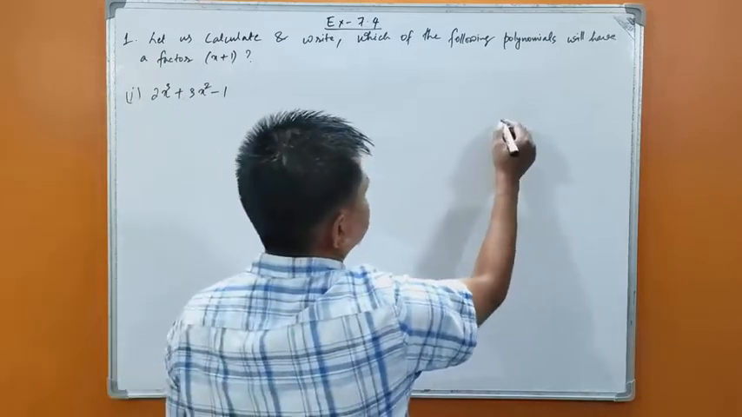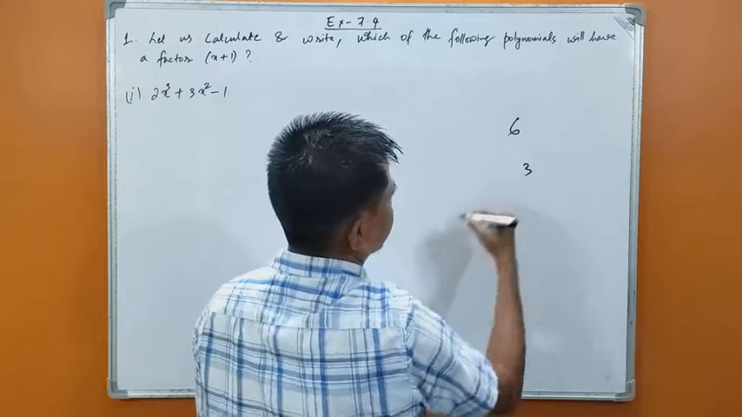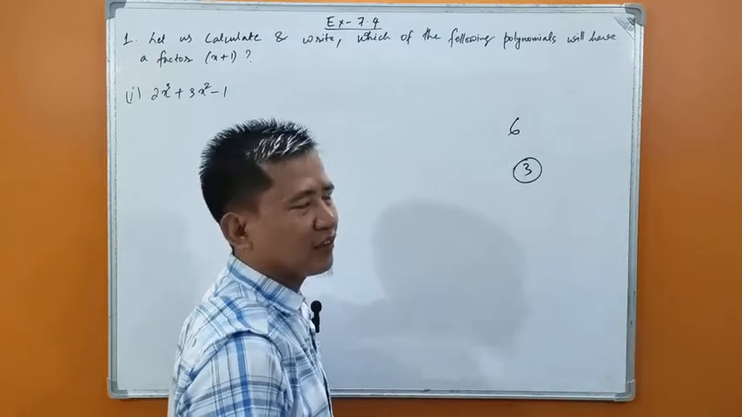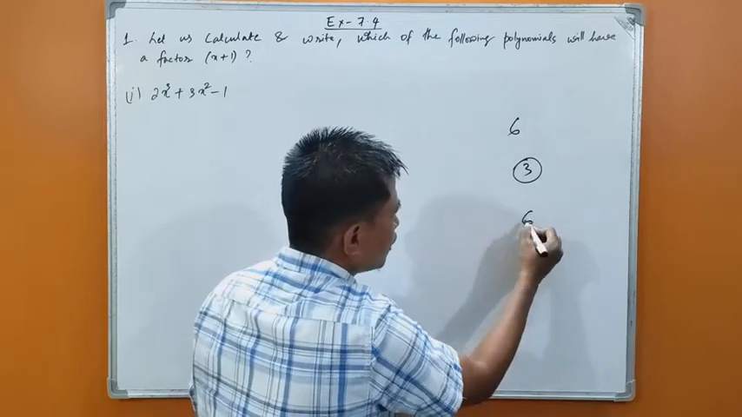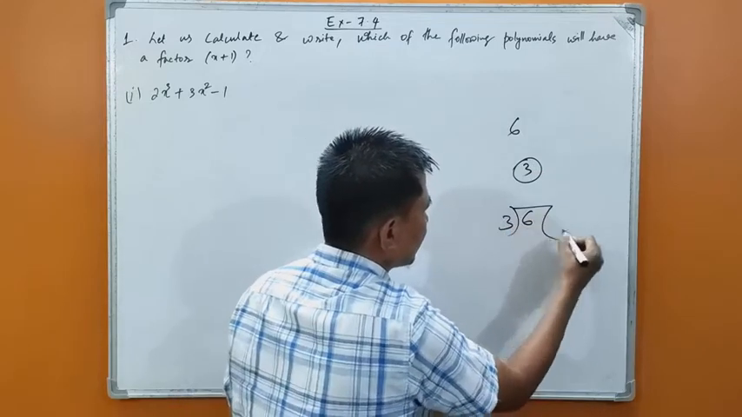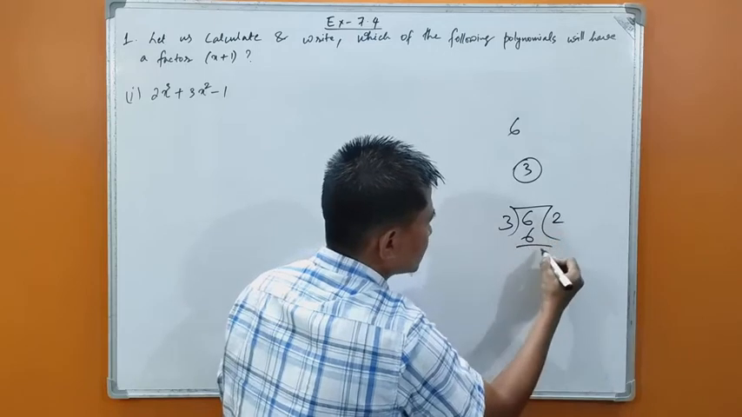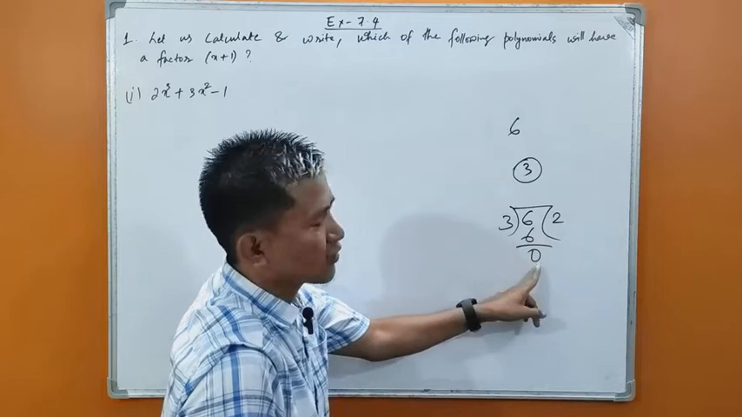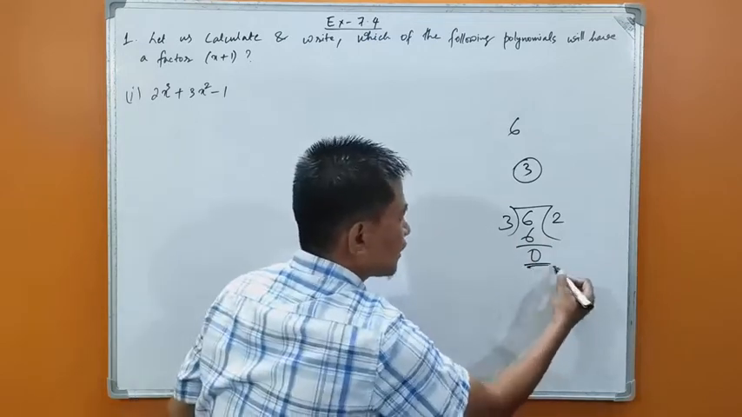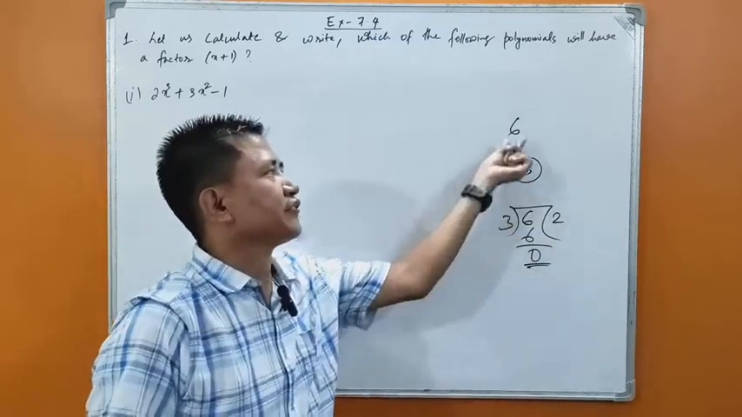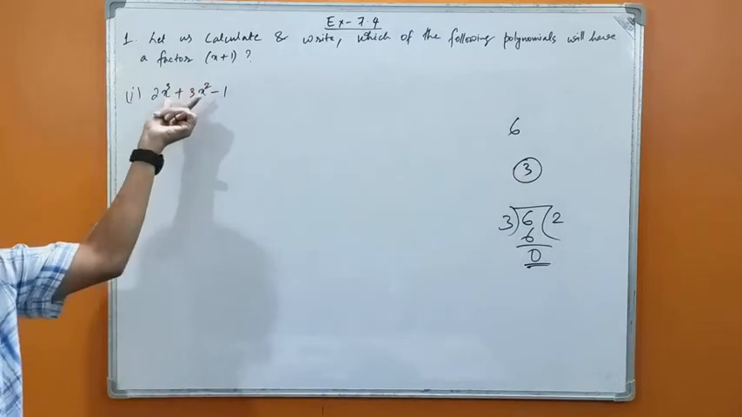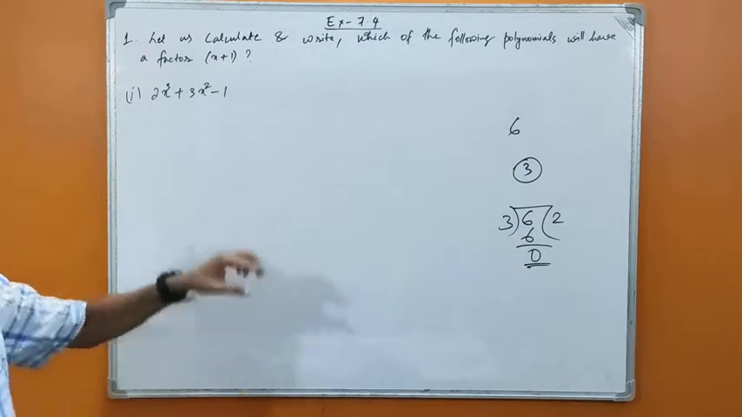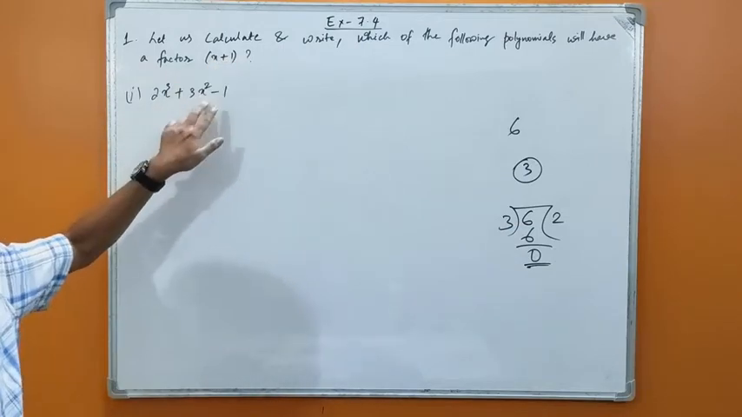Let me give an example. We have 6 and we have 3. Is 3 a factor of 6 or not? To check this, we divide 6 by 3. 3 2s are 6, isn't it? The remainder comes 0 here, and if the remainder comes 0, we can say 3 is a factor of 6. Similarly, when we divide this expression by x plus 1, if the remainder comes 0, then we can say x plus 1 is a factor of this expression.